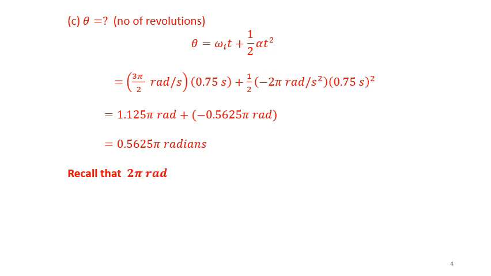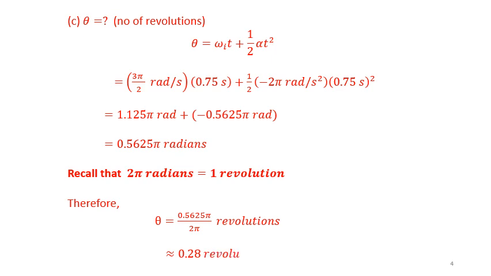Recall that 2 pi radians equals 1 revolution. Therefore, our value theta will be 0.5625 pi over 2 pi revolutions. And from there we have 0.28 revolution. So not even up to 1 revolution, not even up to half a revolution. Just a little turn in that time.